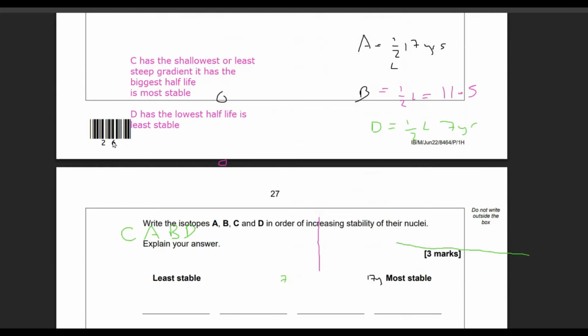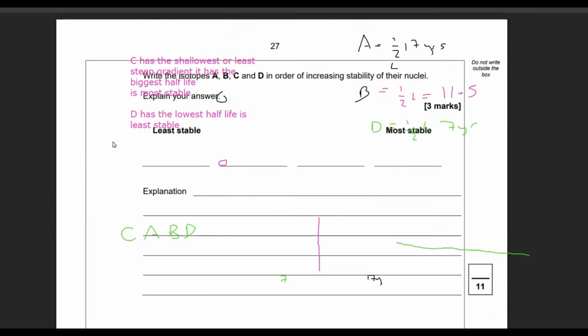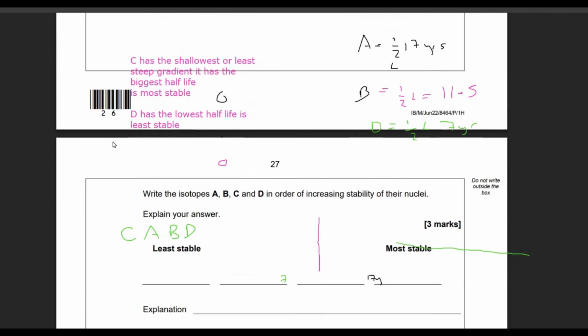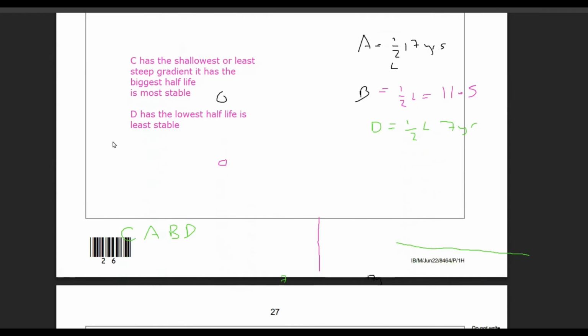Let's go down, check it out. C, A, B, D, and there's my explanation. So I put them in order of their gradient and order of their half-life. So that's what I would say for the explanation. And that, guys, is the end of the test.